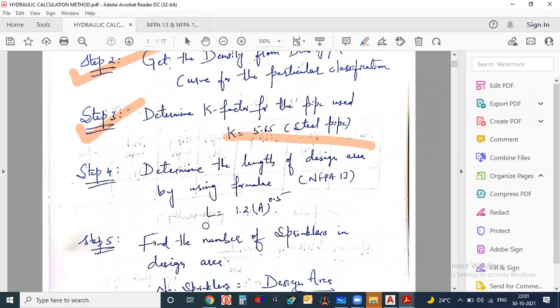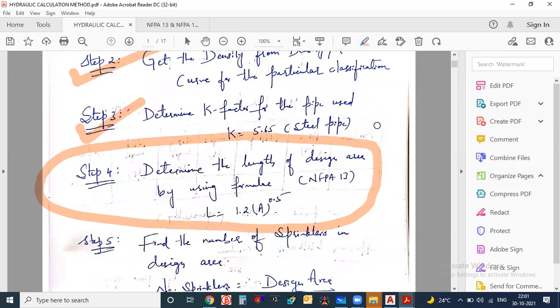But sir, in critical areas, that may be changed. Like 8, 11.5, so many different K factors are given, because of the changes in the pipes. But if you see, this is the standard value actually, 5.65.